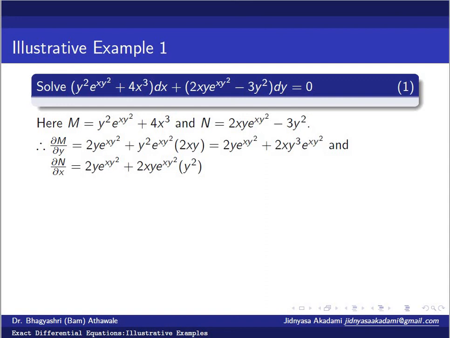In ∂N/∂x, again the derivative of minus 3y² is obviously 0. But here also it is a product of two functions of x. So using the product rule, first we write 2y e^(xy²) as it is into the derivative of x, which is 1, plus 2xy as it is into the derivative of e^(xy²), which is e^(xy²) into y², and after simplification we will get the same term, 2y e^(xy²) + 2xy³ e^(xy²).